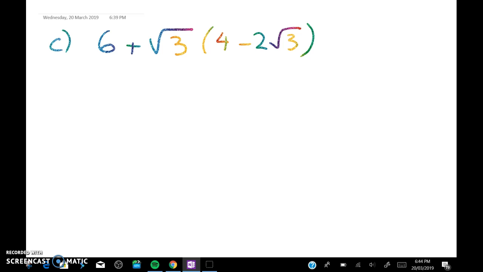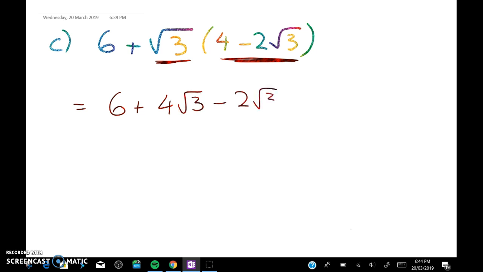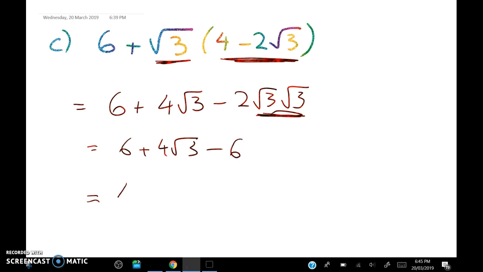Right, on to question C. So here we have to expand brackets, and it's just like when we do expanding with algebra. So we get 6 plus 4 times root 3 minus 2 times root 3 times root 3. That gives me 6 plus 4 root 3 minus 2 times 3. Right, root 3 times root 3 is 3. So 2 3s are 6. So my final answer here is 4 root 3.